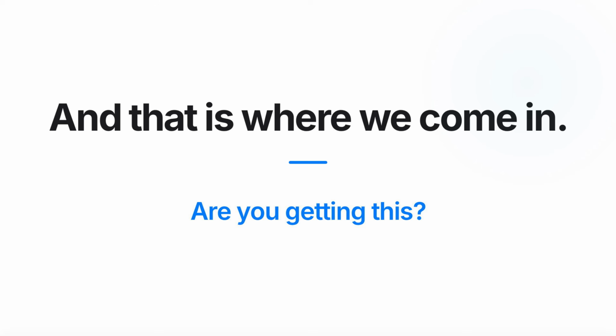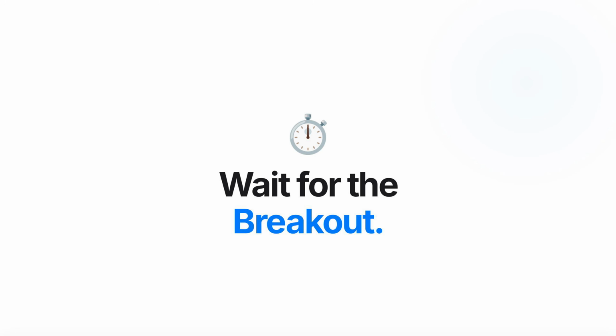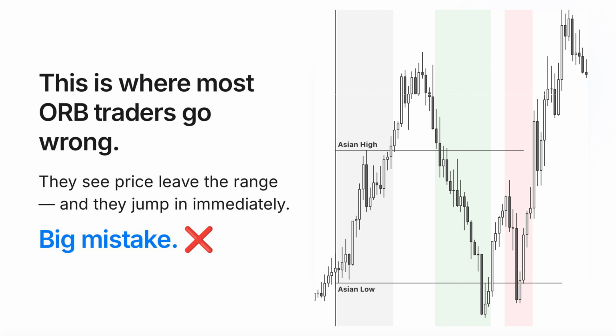Are you getting this? So you have your range marked. You know where the high is, where the low is. Now the question is, when exactly do we take the trade? This is where most ORB trades go wrong. They see the price leave the range and they jump in immediately. That's a big mistake.